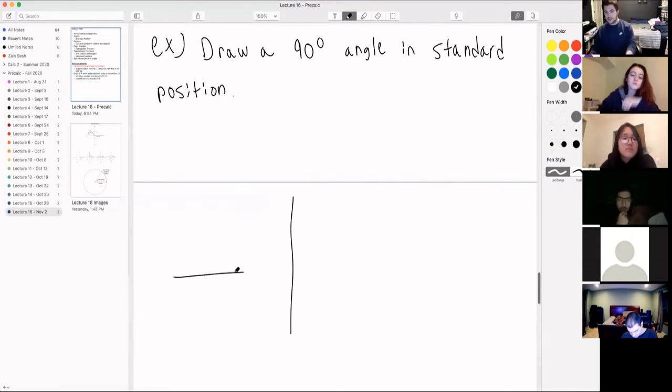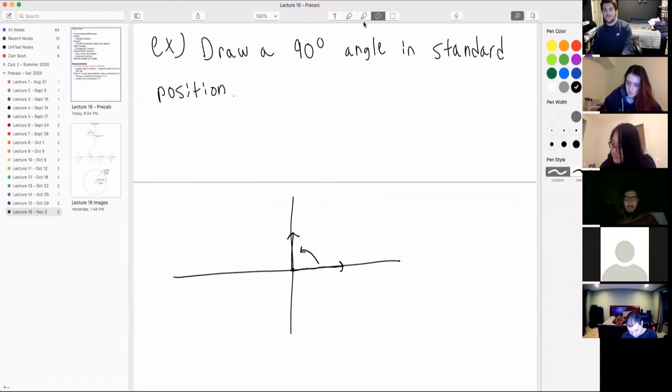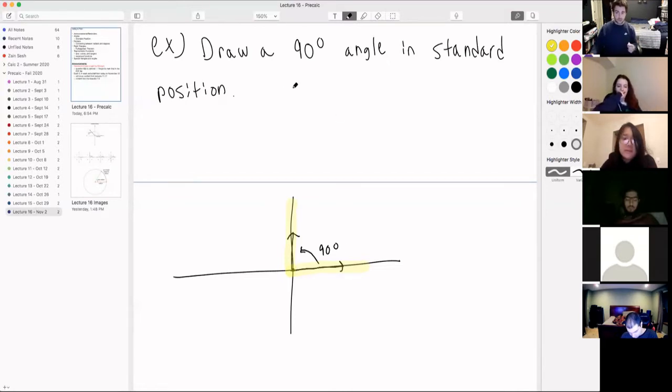So what is this going to look like? It's in standard position, so we put our vertex right here at the origin, and we have our initial side right here. We just rotate the terminal side 90 degrees. It's going to look like this. It's kind of hard to see because it is exactly on the y-axis, but that's what it looks like. Just note that we are moving counterclockwise because 90 is a positive number. Any questions on this?